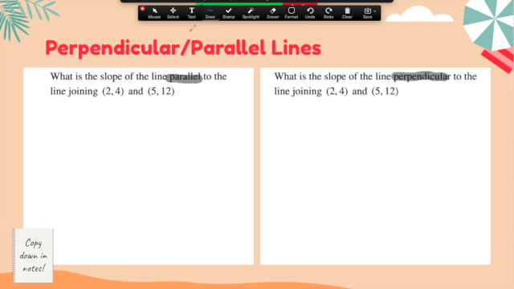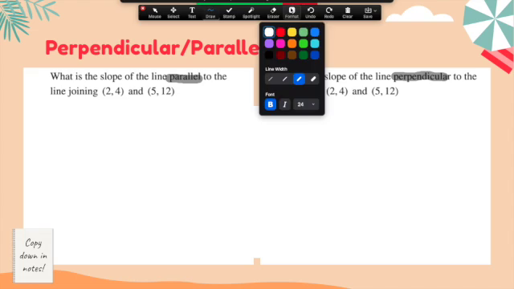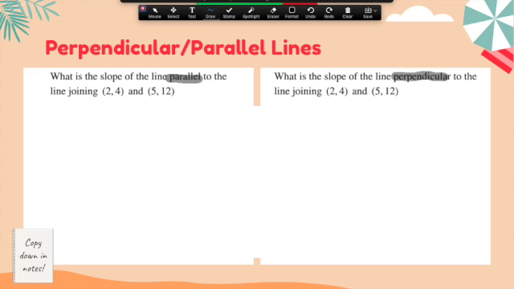So first thing that we want to do is to identify what the slope of (2, 4) and (5, 12) is. I'll just write it in the middle since this is part of both our questions. Whenever we're looking for a slope, we use the formula m equals y2 minus y1 divided by x2 minus x1. And we have the ordered pairs (2, 4) and (5, 12).